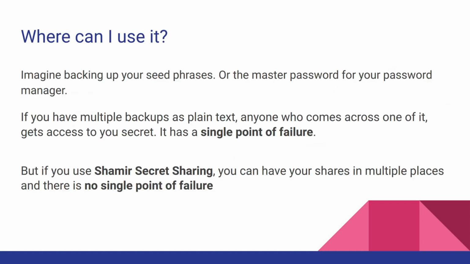So where can you use it? Imagine you're backing up your seed phrases for your crypto wallet or your master password for your password manager. You have to keep it in multiple places, so in case something happens to one backup, there are still other backups you can rely on. But if you're using multiple backups as plain text, anyone who comes across those multiple backups can get access to your secret. It has a single point of failure. But if you use Shamir secret sharing, you can have your shares in multiple places and there is no single point of failure. They need the threshold amount of shares to be able to get your seed phrases or secrets you want to encrypt.